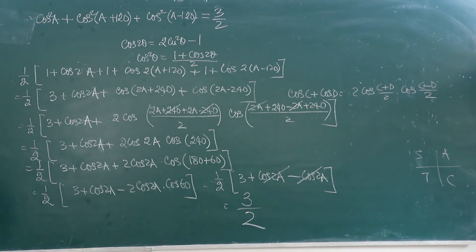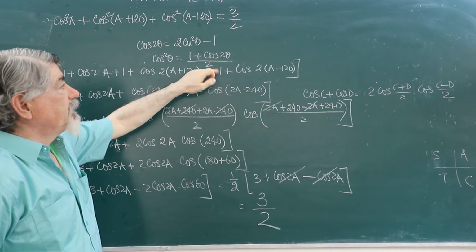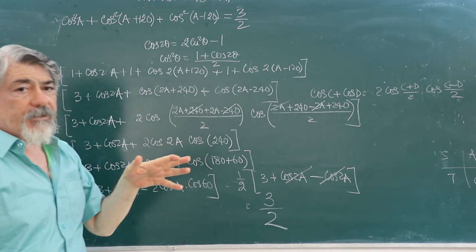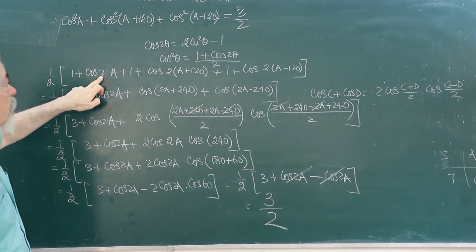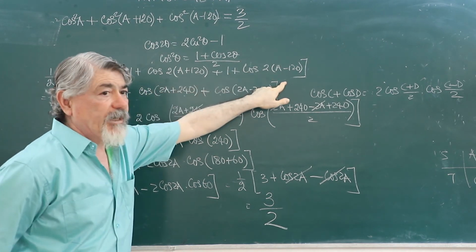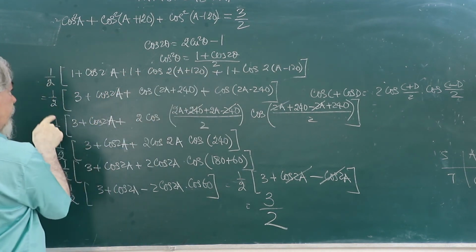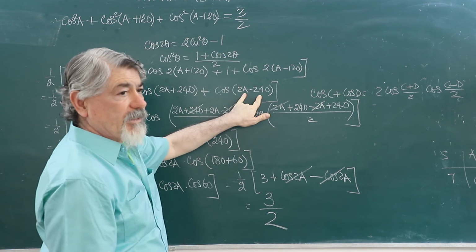You can see it once again, I'll go through the question once again. Cos 2 theta is 2 cos square theta minus 1. Cos square theta is 1 plus cos 2 theta upon 2. Everywhere it is cos square, so I'll express them in terms of 1 plus cos 2 theta, and 1 upon 2 is taken out common. It becomes 1 plus cos 2a, 1 plus cos 2a plus 120, 1 plus cos 2a minus 120. 1 plus 1 plus 1 becomes 3. It remains 1 upon 2, cos 2a plus 240, cos 2a minus 240.